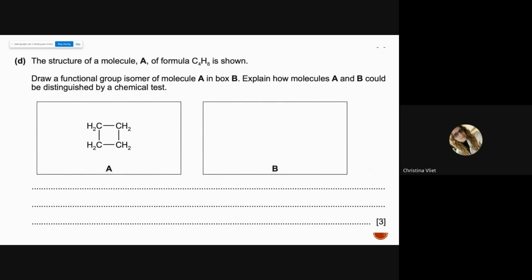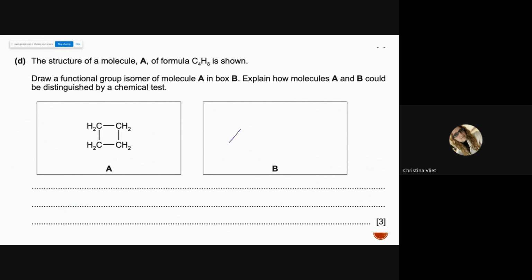Structure of C4H8. This is from an old paper too. It's shown, and look, it says draw a functional group isomer. What's a functional group isomer of this? The functional group changes? Can we change the functional group? Yes, perfect. So draw a functional group isomer. Did they say how you have to draw it? No. You draw whatever your preferred method is.